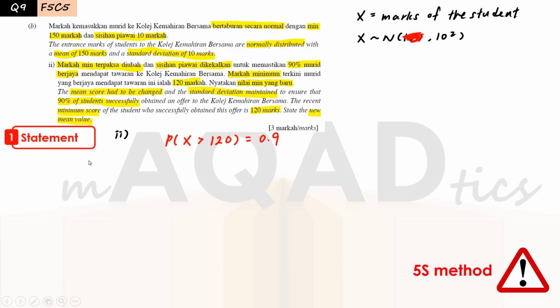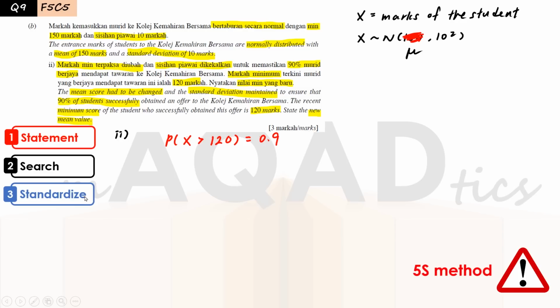Now go to the second S, which is to search our parameters. For the mean we don't have it already, so let us use mu at this moment. Mu is the symbol for mean. The standard deviation has no change, which is 10. Now go to the third S, which is to standardize. We are going to use back the formula, which is z equals x minus mu divided by sigma. So here it will be 120 minus mu divided by the standard deviation, which is 10.